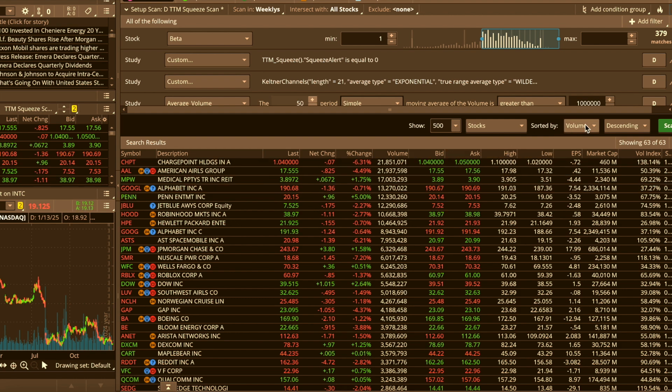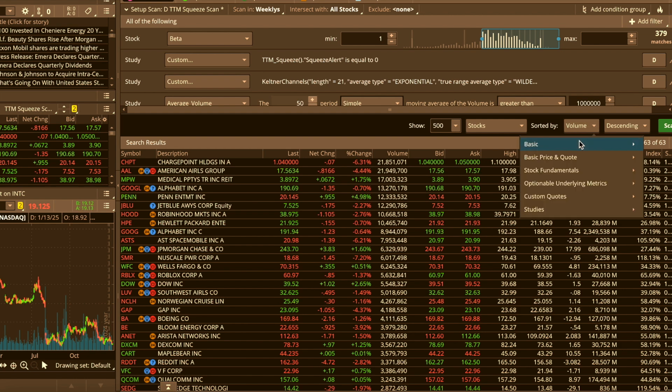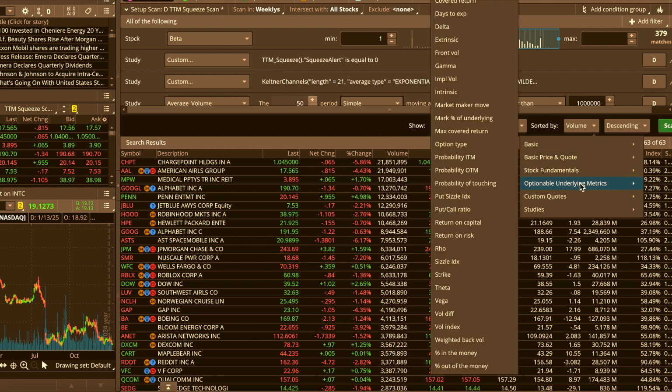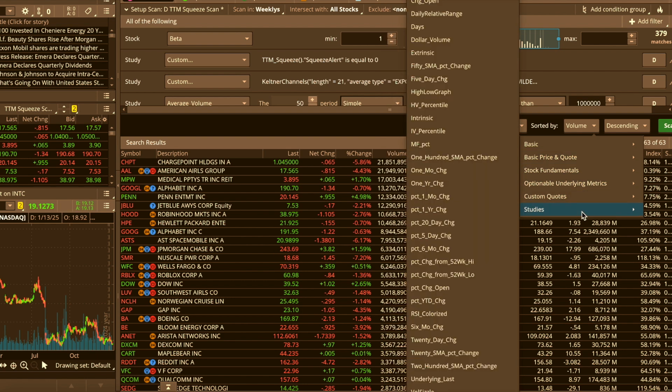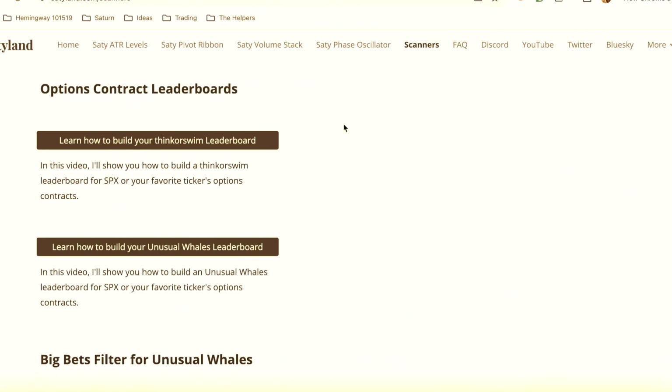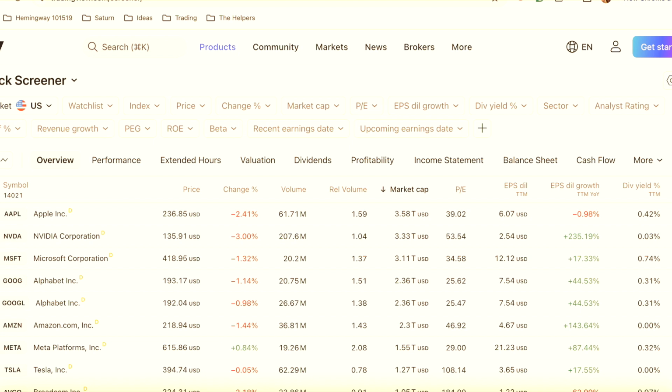You don't have to sort by volume. You can sort by any other of these many options. I mean, that's the nice thing about Thinkorswim. You just have options up the wazoo, but that is also what contributes to it looking and feeling a bit overwhelming and maybe confusing. So check out Sadiland, just Google around, see what else seems like it could be helpful.